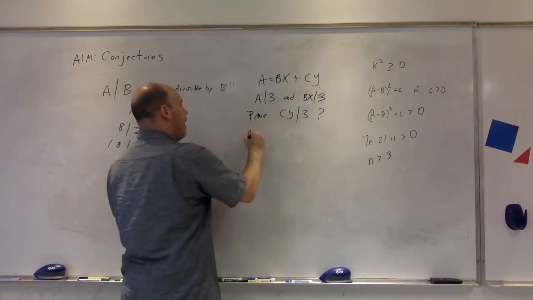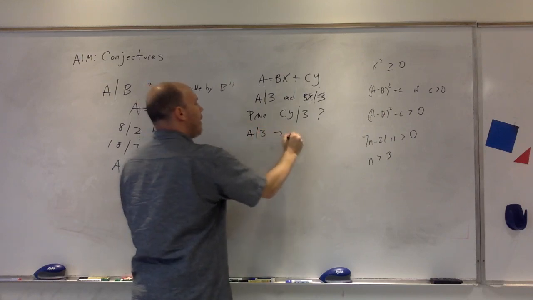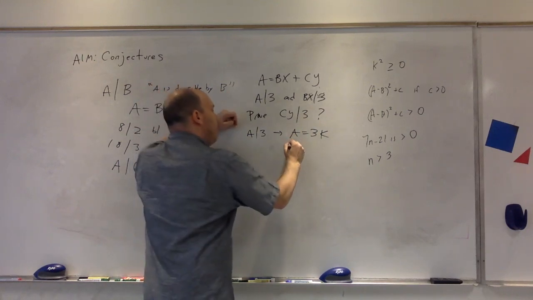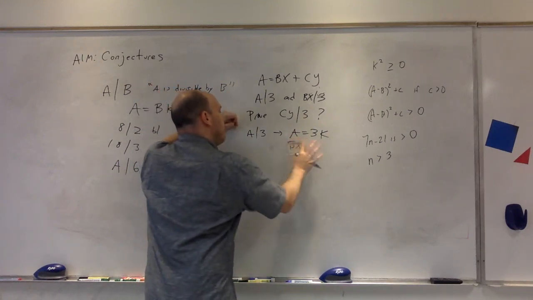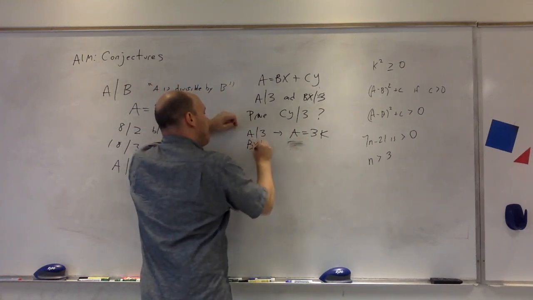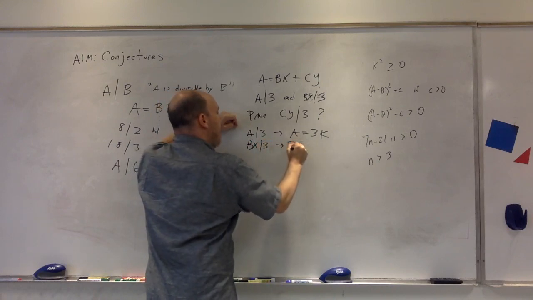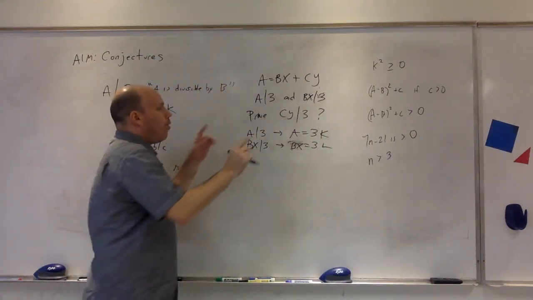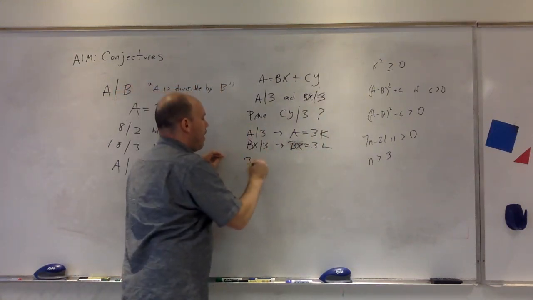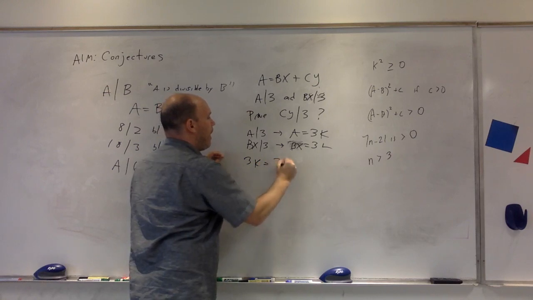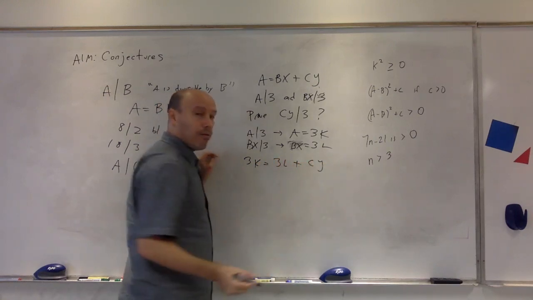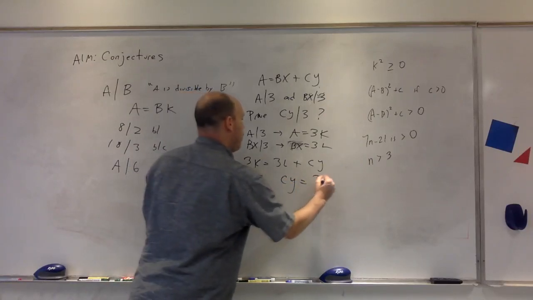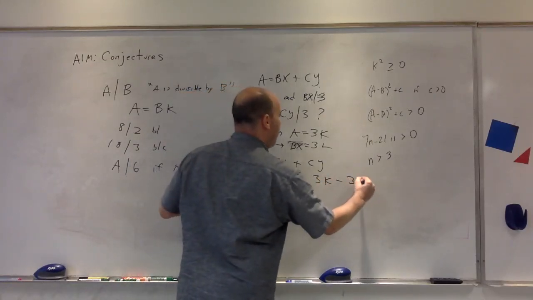Well, if A is divisible by 3, that means that A is equal to 3k. And if bx is divisible by 3, then we know that bx is equal to 3l, right? So we have 3k is equal to 3l plus cy, right? Therefore, cy is equal to 3k minus 3l.